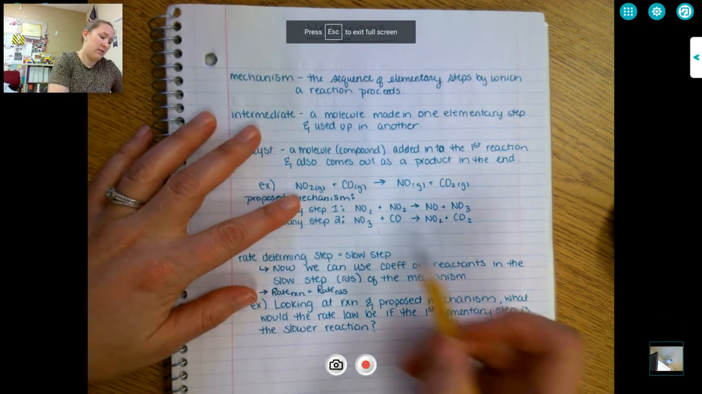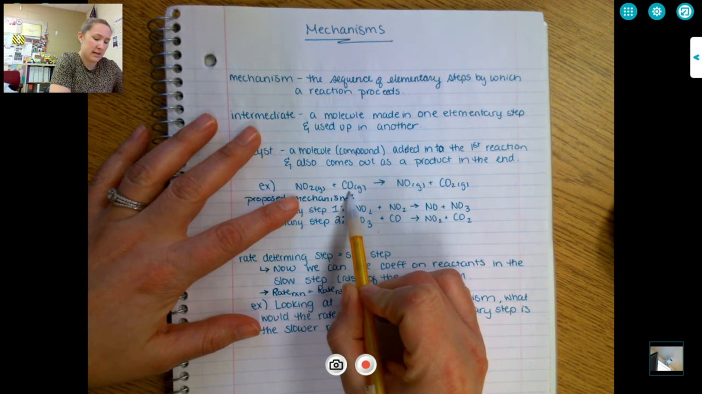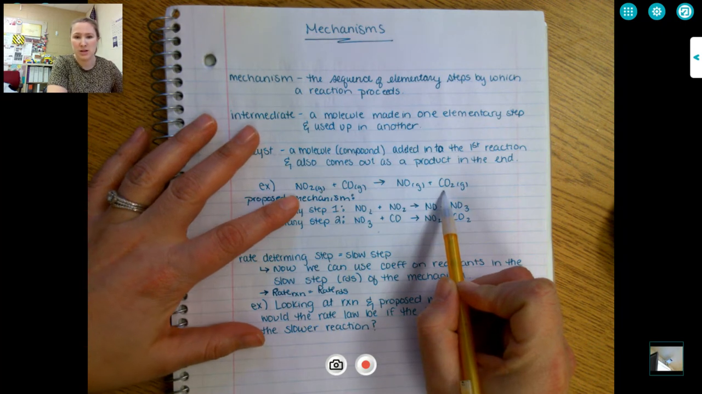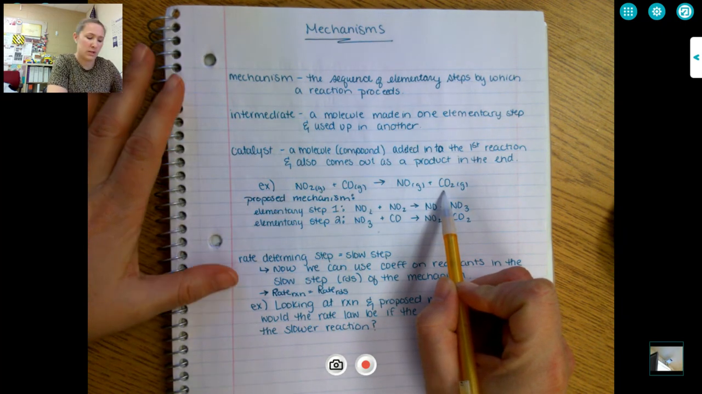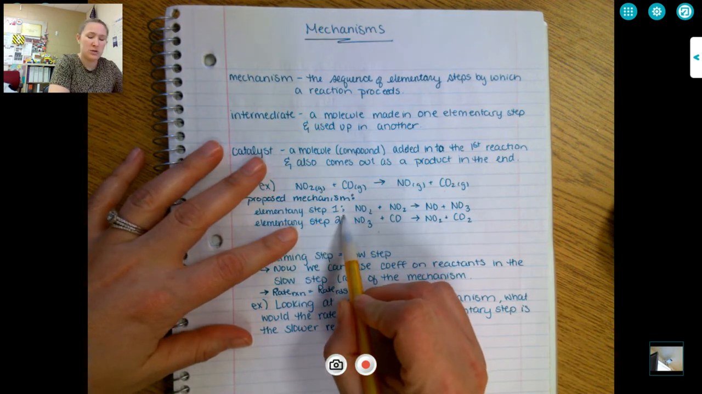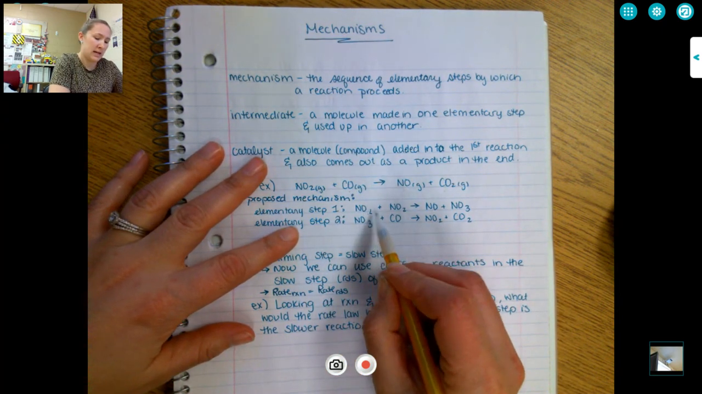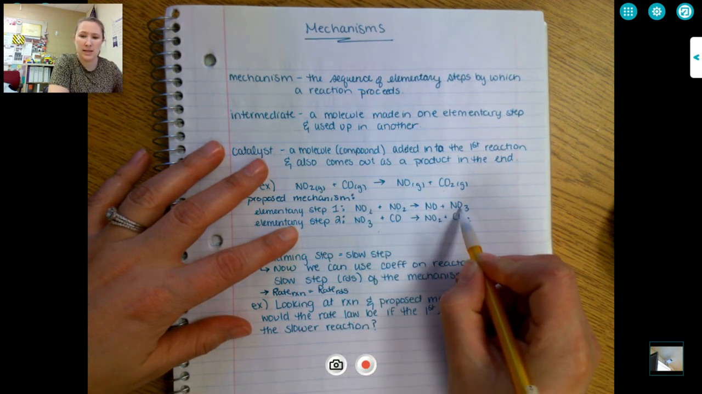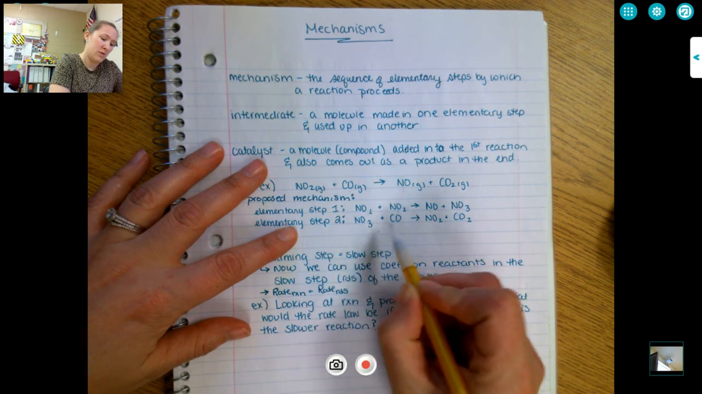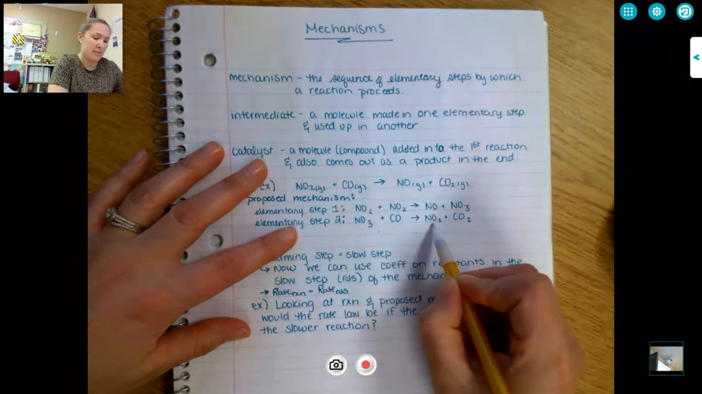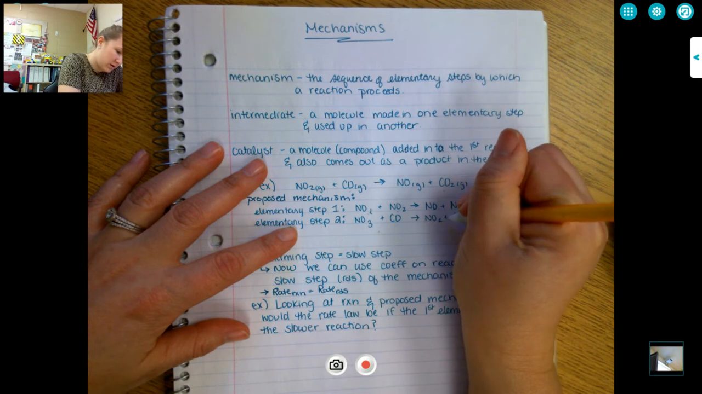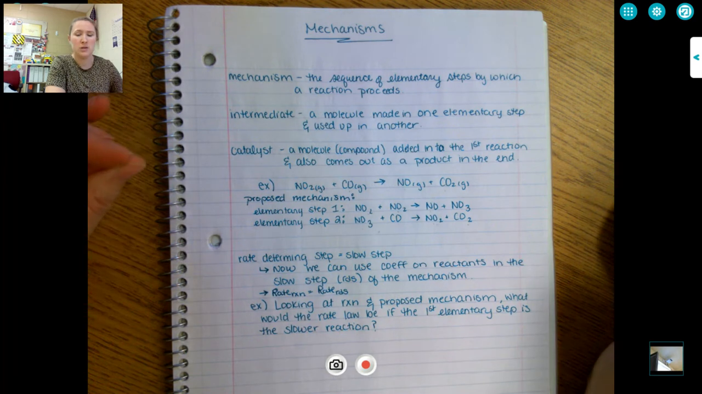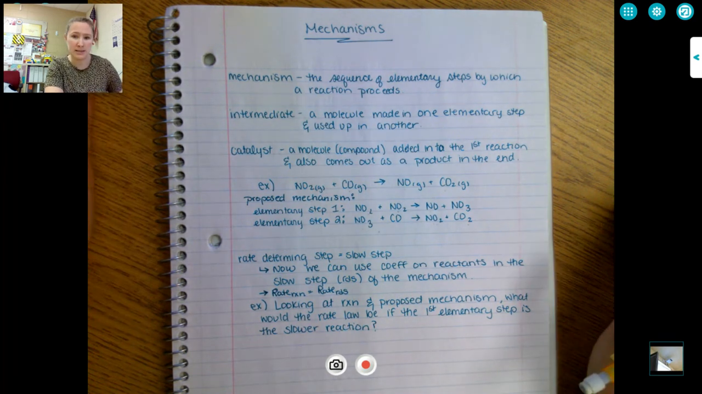So for an example, if I have nitrogen dioxide plus carbon monoxide makes nitrogen monoxide and carbon dioxide. This is my reaction. And a mechanism that is proposed for this reaction to happen: the first elementary step, I have a nitrogen dioxide collides with another nitrogen dioxide to make nitrogen monoxide and nitrogen trioxide. And then that nitrogen trioxide reacts with my carbon monoxide to make a nitrogen dioxide and a carbon dioxide. So I want to know, is this a possible mechanism or not?